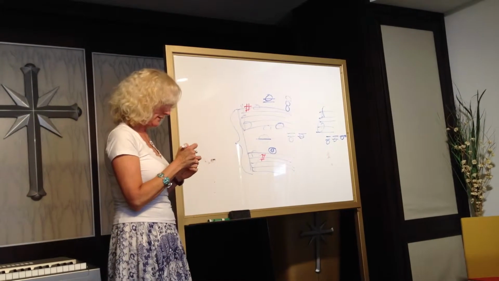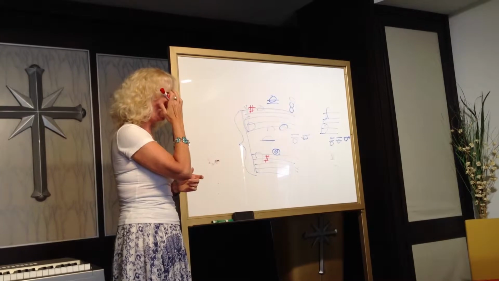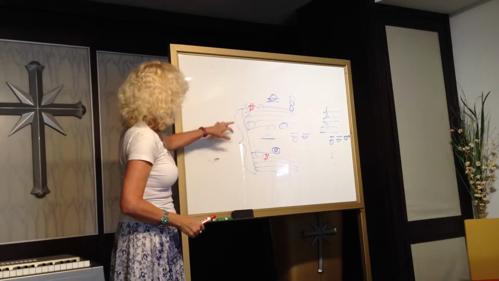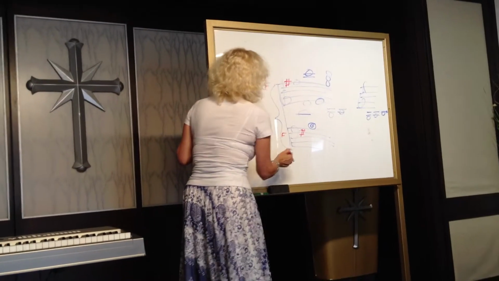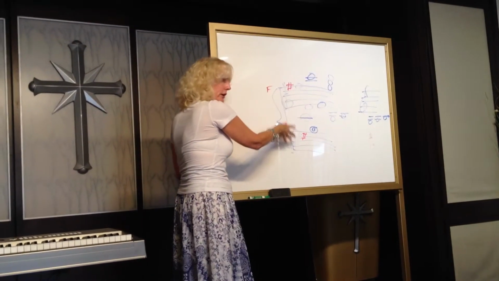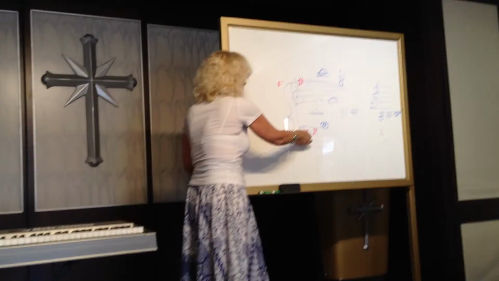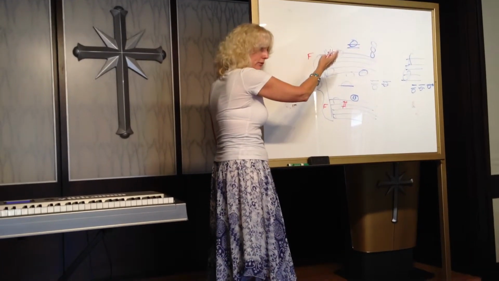Sharps look like number signs. And what that does to a note, you'll see that this is F in the treble and this is F in the bass. These two will always be matching. You will never have C sharp in the bass without F sharp in the treble and vice versa. They will always be the same.